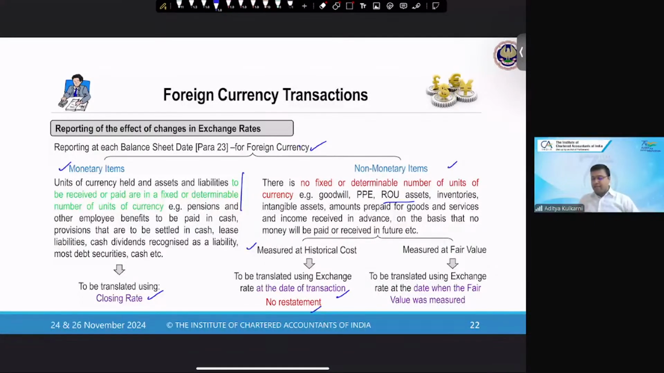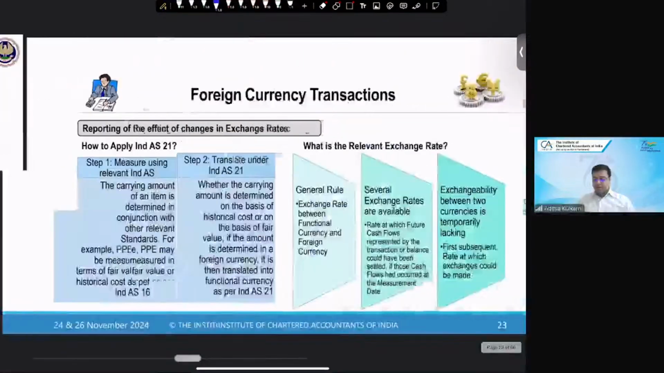They could alternatively use fair value measurement. When they do the fair value measurement, you translate using the exchange rate at the date when the fair value was calculated. So pretty simple. Any doubts here? No. So this is pretty simple. This is something you have been doing in AS 11 also.